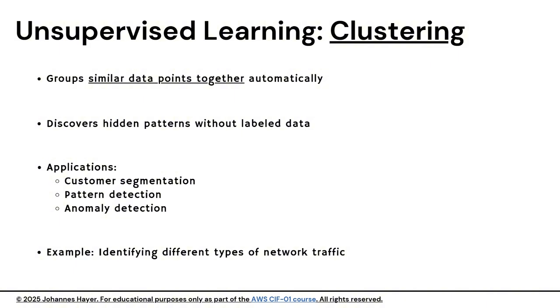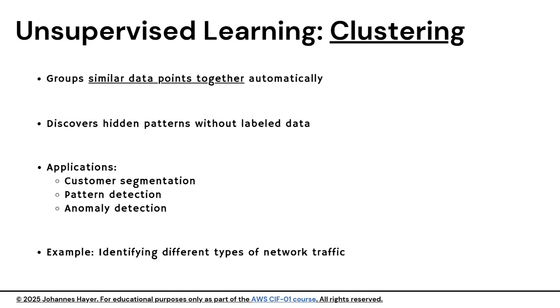Okay, now let's have a look at the first technique in unsupervised learning, clustering. Clustering is perhaps the most intuitive type of unsupervised learning. Imagine you have a pile of mixed fruits and you naturally sort them into groups. All the apples together, all the oranges together, and so on. And that's exactly what clustering does with data.